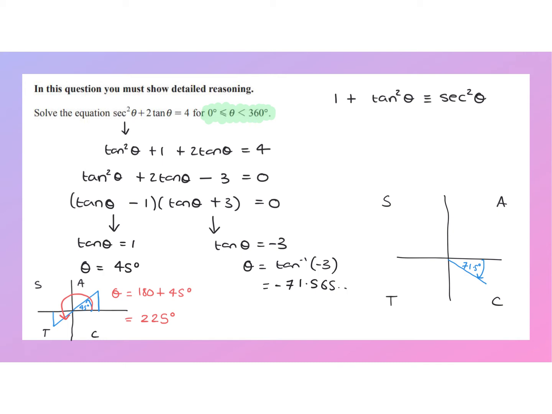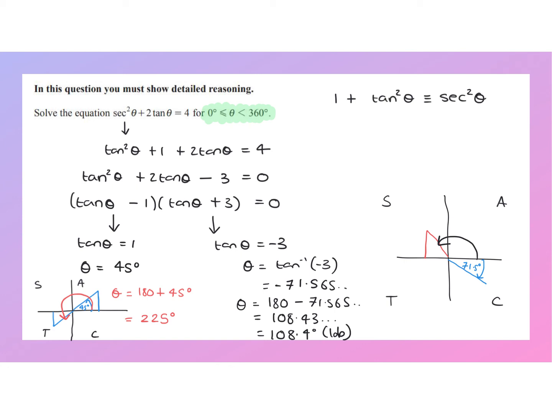We want to make sure we are in the correct quadrant, so we need to be up over here. So that's going to be this angle here. So that's 180 minus 71.56. Make sure you don't do minus minus as a calculation, because that will obviously give you the wrong answer. So that gives me 108.43, so 108.4 degrees to one decimal place.